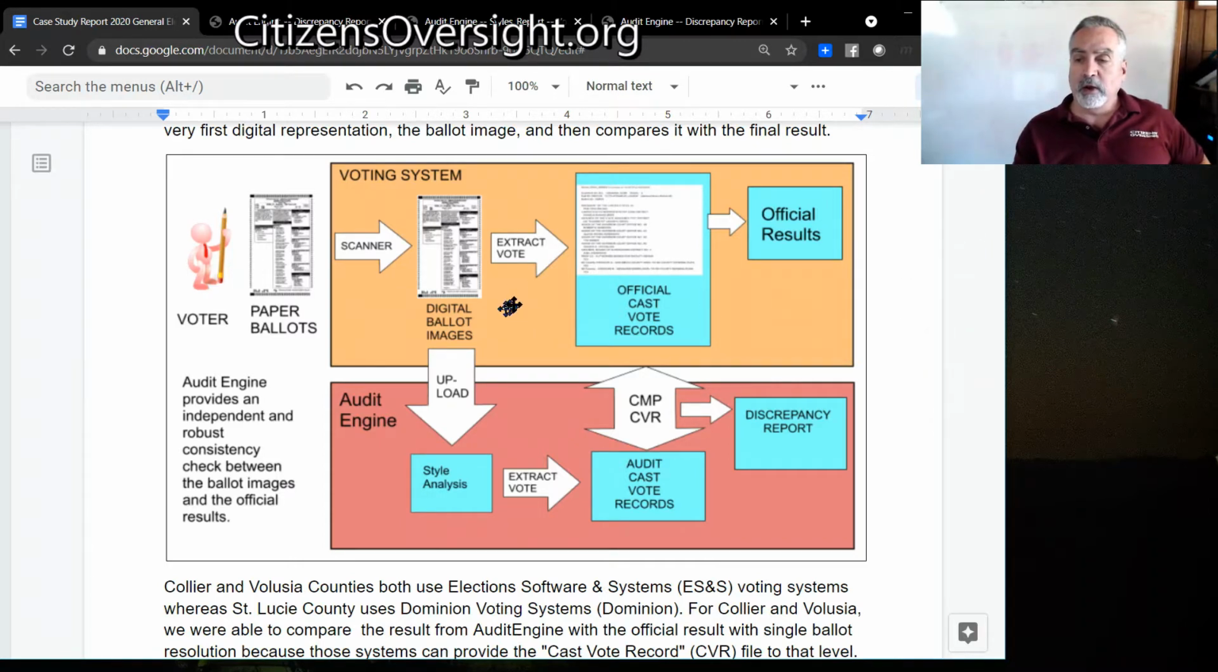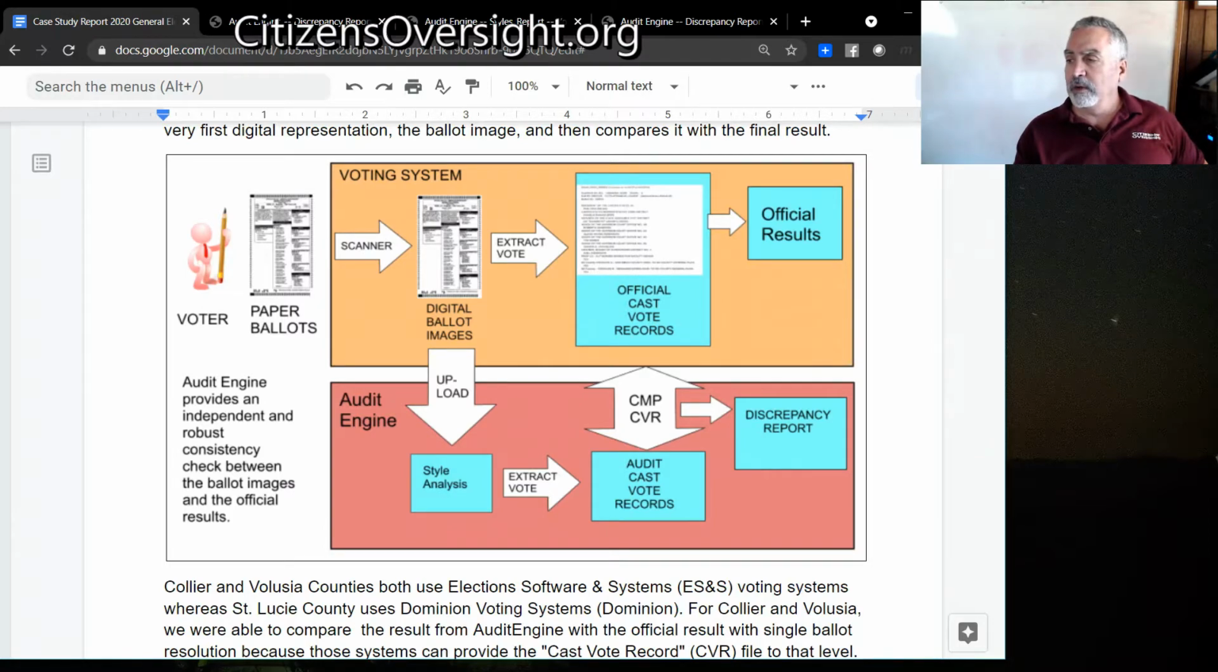We look at all of the ballot images. We look at all of the cast vote records, and we compare them down to the ballot. So it's not a sample where you're not sure if you've sampled correctly. This is an exhaustive retabulation of every single ballot image that was created by the original voting system.